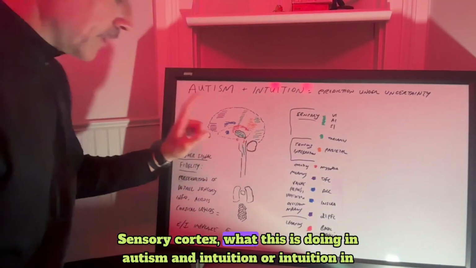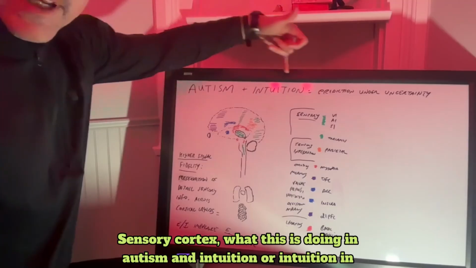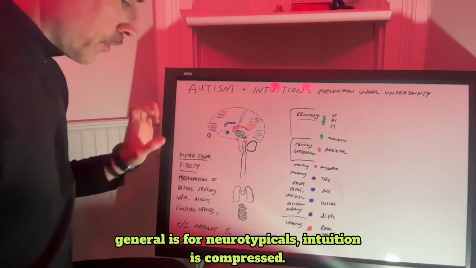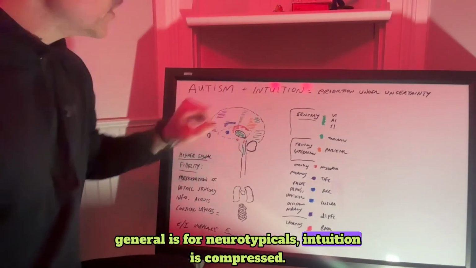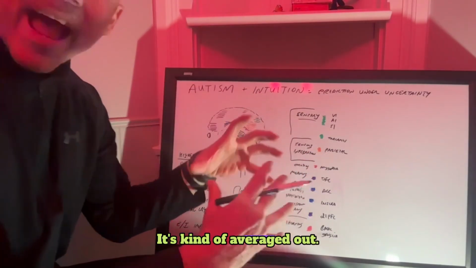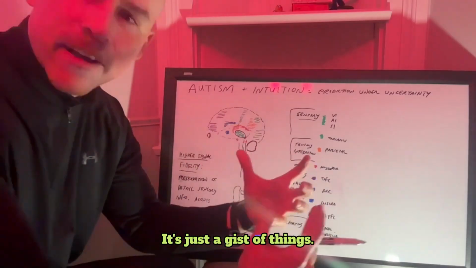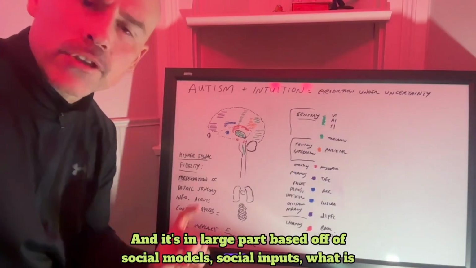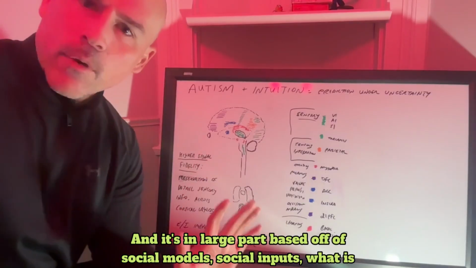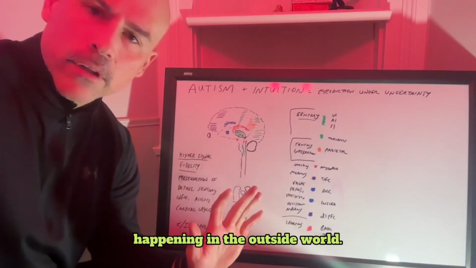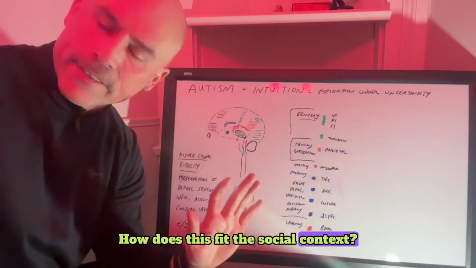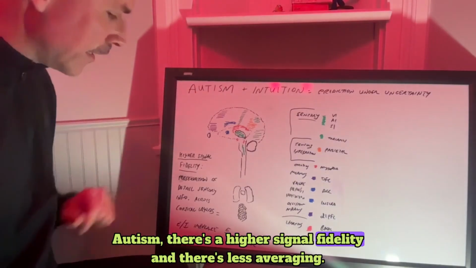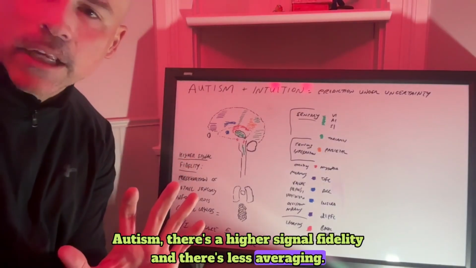So, what the sensory cortex is doing in autism and intuition, or intuition in general, is that for neurotypicals, intuition is compressed. It's kind of averaged out. It's just a gist of things. And it's in large part based off of social models, social inputs. What is happening in the outside world? How does this fit the social context? Okay. Autism, there's a higher signal fidelity and there's less averaging.